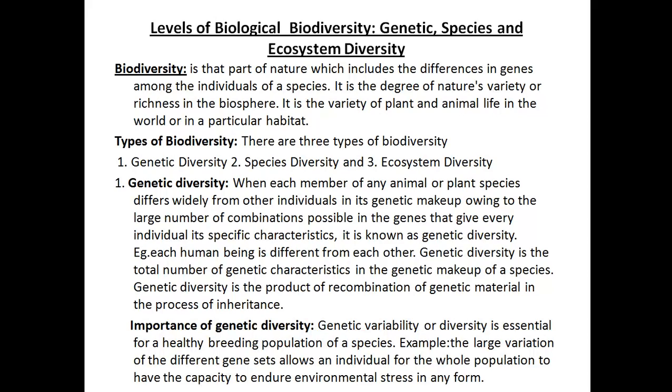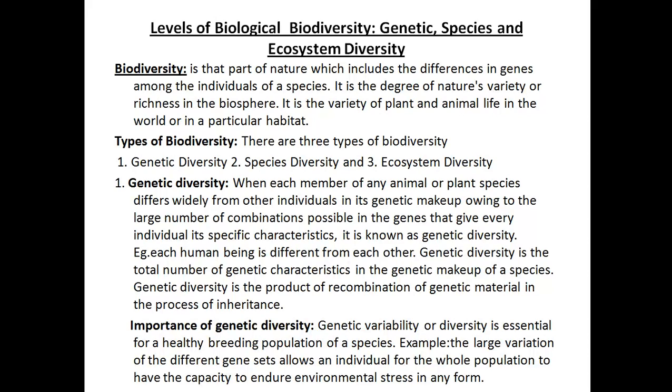Now first let us know what is species. A species is a group of organisms which can interbreed with each other. For example, Homo sapiens or human beings. One human being is different from another human being. Thus, differences in characteristics between two human beings is known as genetic diversity.